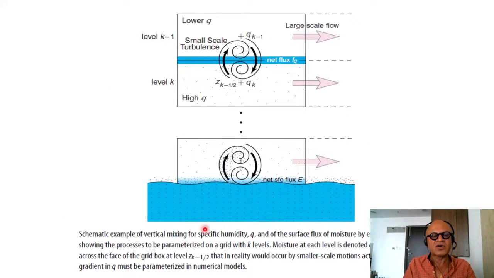This is a schematic example of vertical mixing for specific humidity Q and of the surface flux of moisture by evaporation, showing the processes to be parameterized on a grid with K levels. Moisture at each level is denoted by Qk. Net flux across the face of the grid box at level z k minus half, which in reality would occur by smaller scale motions acting on the gradient in Q, must be parameterized in numerical models.